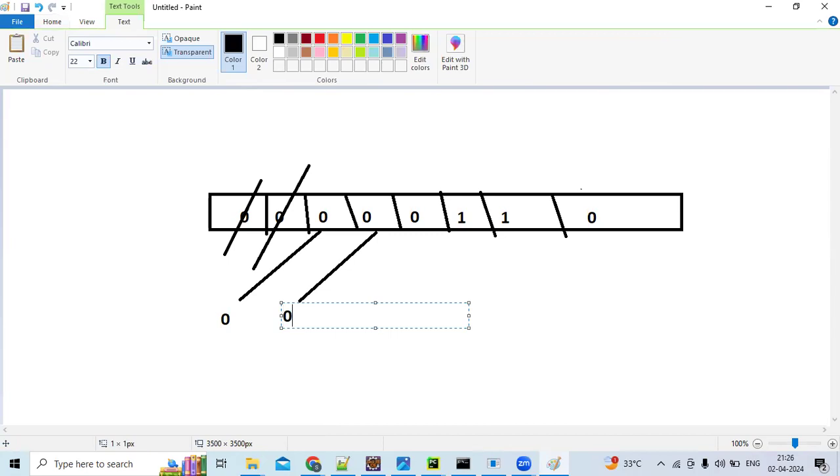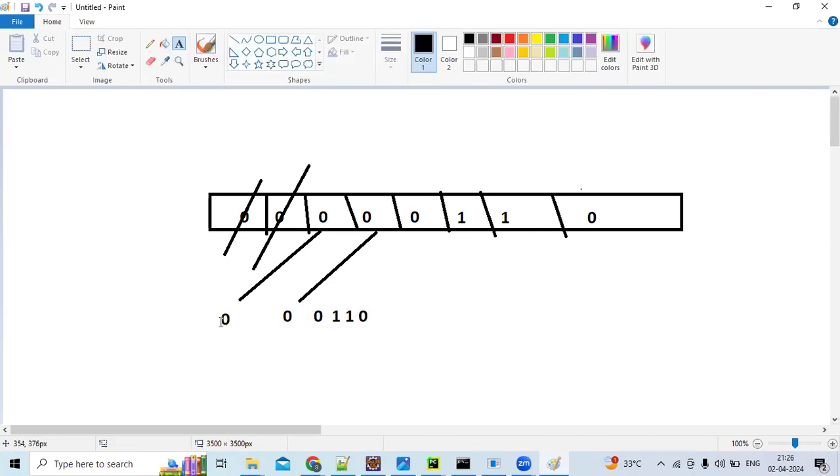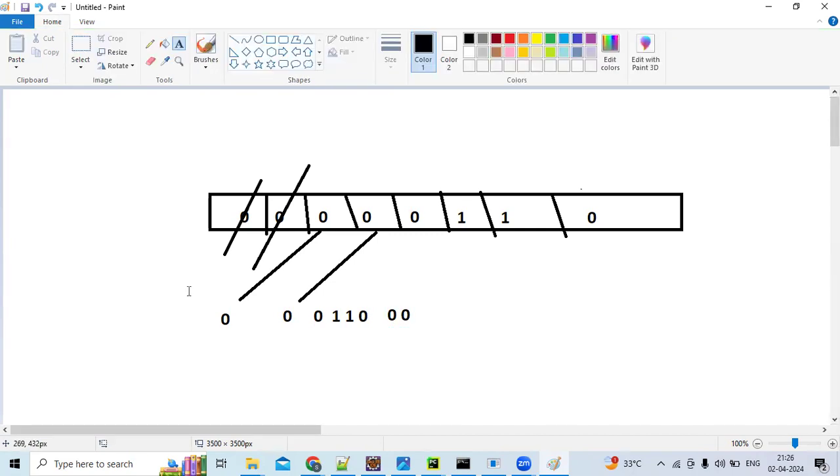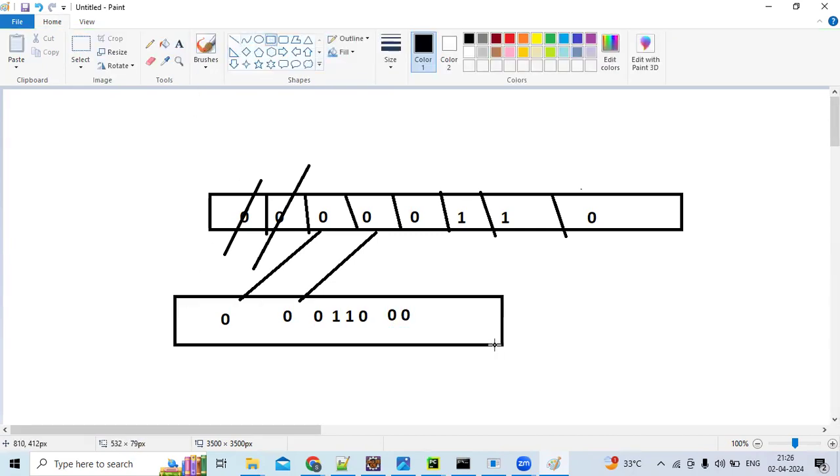Again 0. Am I correct, guys? 1, 1, and 0. How many binary digits do we have? 6, right? Now fill the right side 2 with 0 and 0. Guys, is this fine? How did I get these digits?